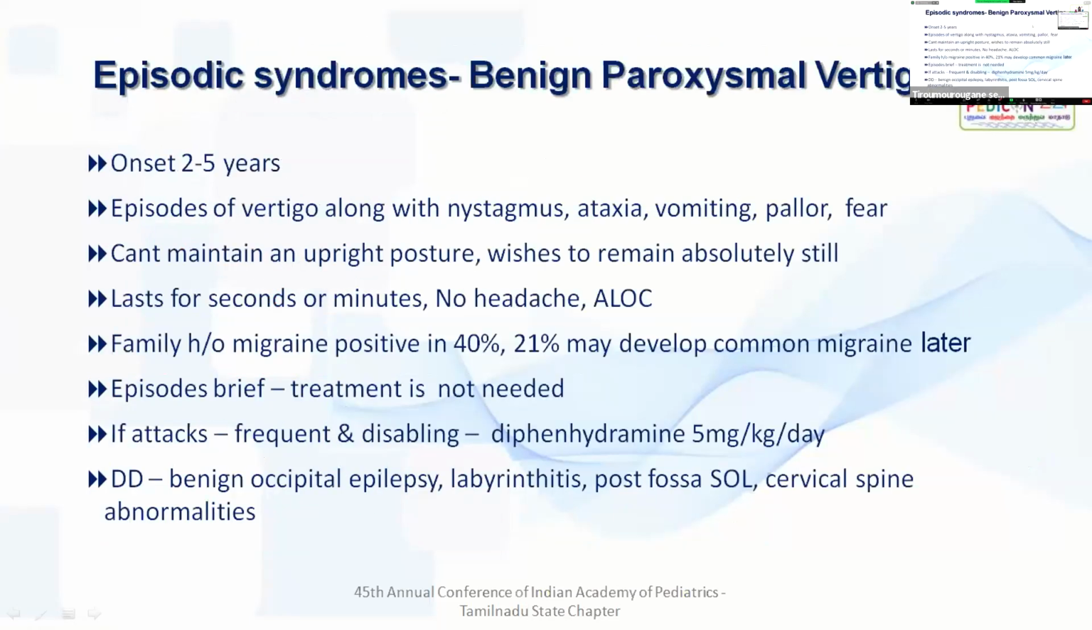Among toddlers, benign paroxysmal vertigo presents as episodes of vertigo along with nystagmus, ataxia, and vomiting, associated with pallor and a fear complex. The child will not be able to maintain an upright posture and wishes to remain absolutely still. It lasts for seconds to minutes. There is no headache or altered level of consciousness. In 40% of the children, there can be an associated family history of migraine, and one has to rule out differential diagnoses such as occipital epilepsy, positive foci, and SOL in such children.